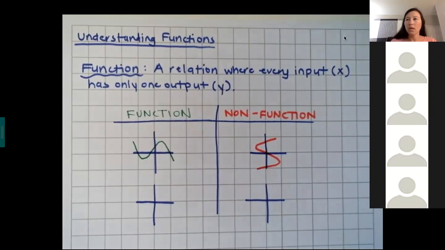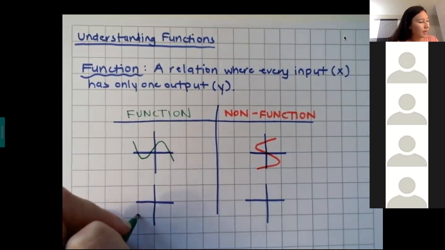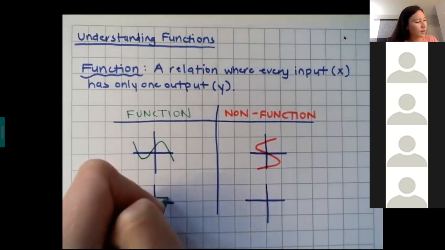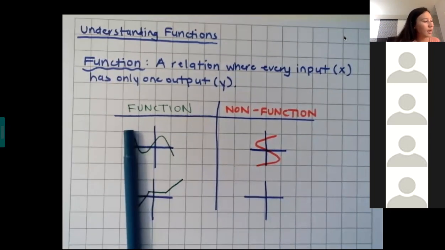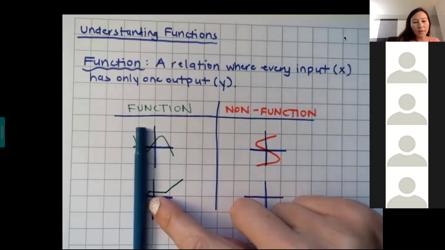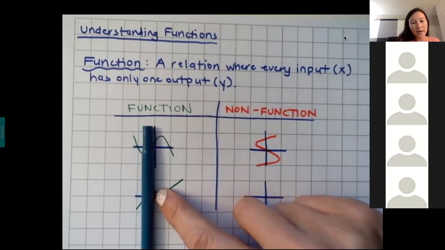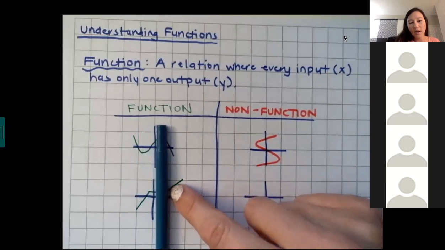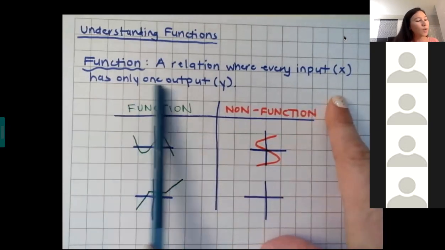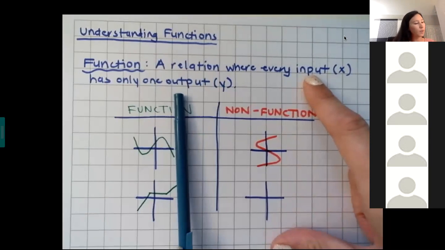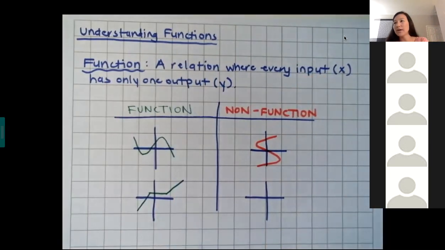Okay. And then if we have something like this, again, anywhere we have a vertical line, it only crosses one time here. If we move it, one time there, one time there, one time there. No matter where we move our vertical line, it only crosses one time. So that means that each x has only one y, or each input has only one output. So that's why that one is a function.